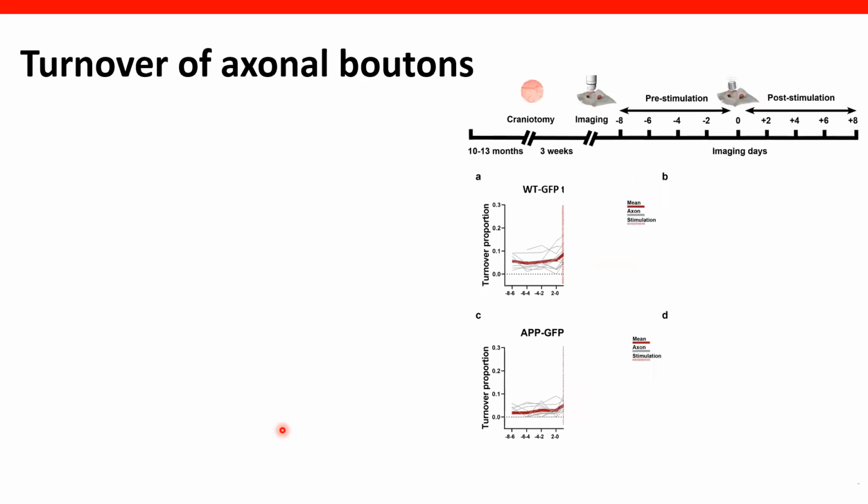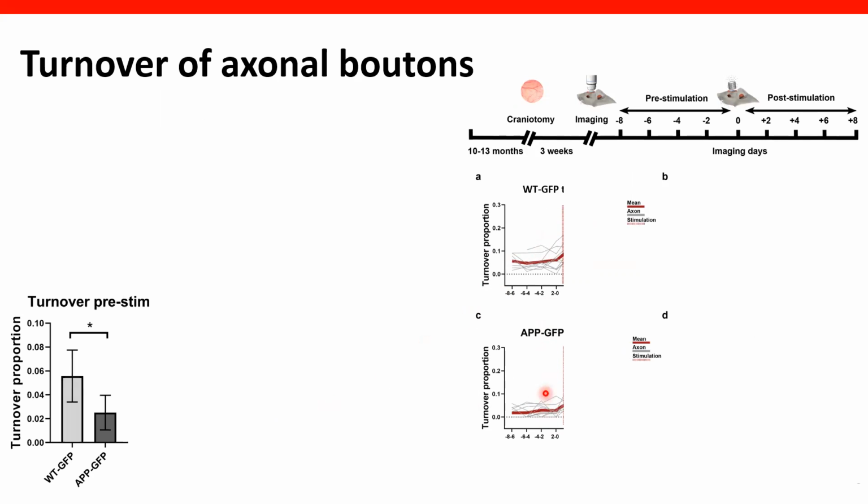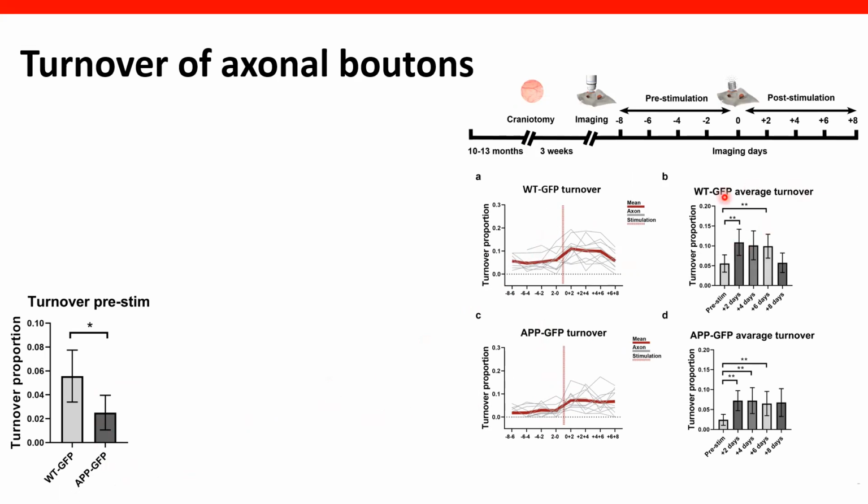We did not see any changes in density in the wild types and neither in the APPs post-stimulation. Next we looked at the turnover of the axonal boutons. Again, here we have the wild type and APP pre-stimulation. When we average these data, we can see that the APP-PS1 animals had significantly reduced turnover pre-stimulation. Then when we introduced the stimulation, what we saw is that in both the wild type and the APP animals, there was a transient increase in the turnover for up to 6 days post-stimulation.